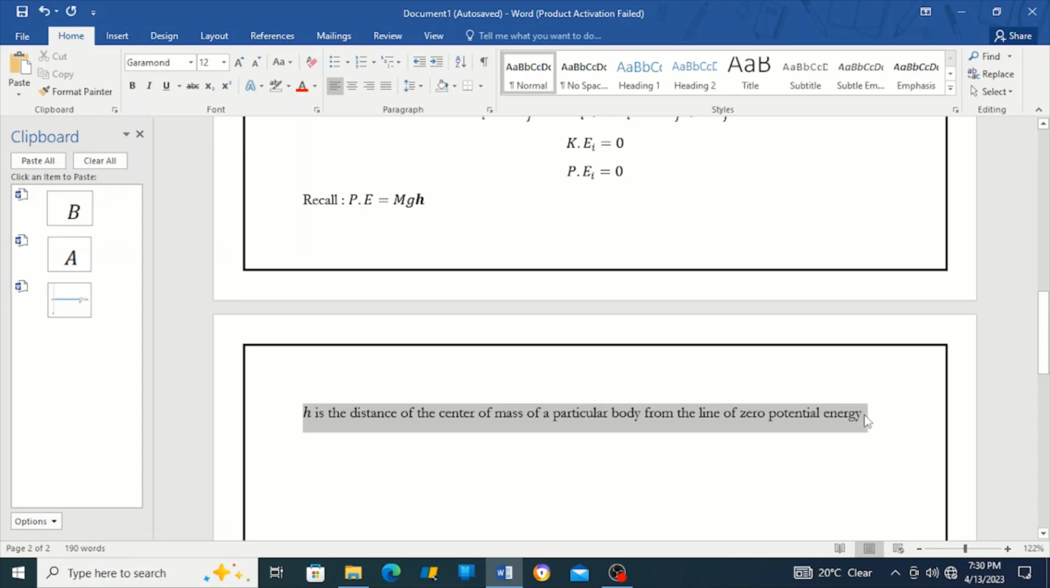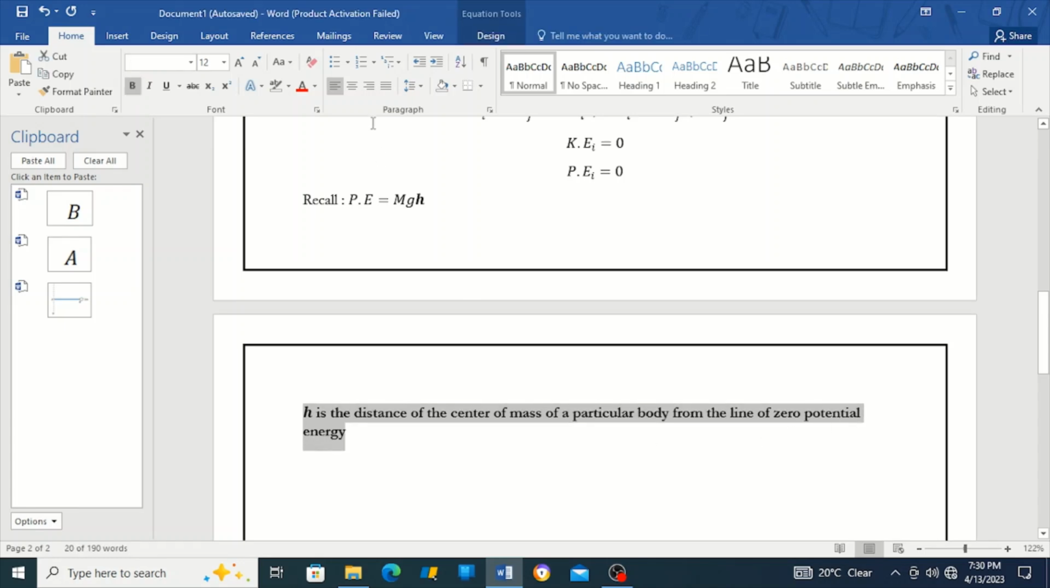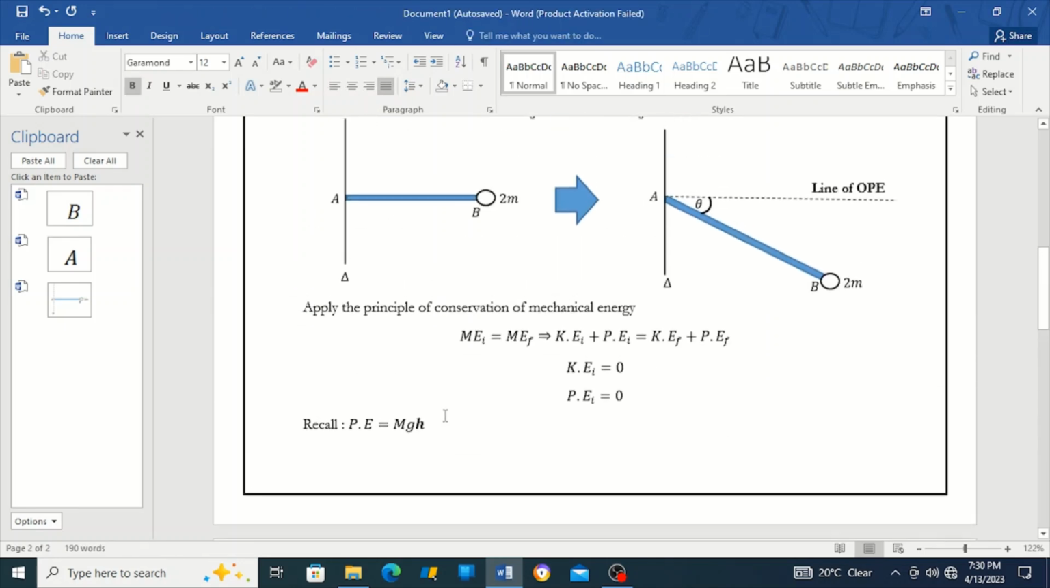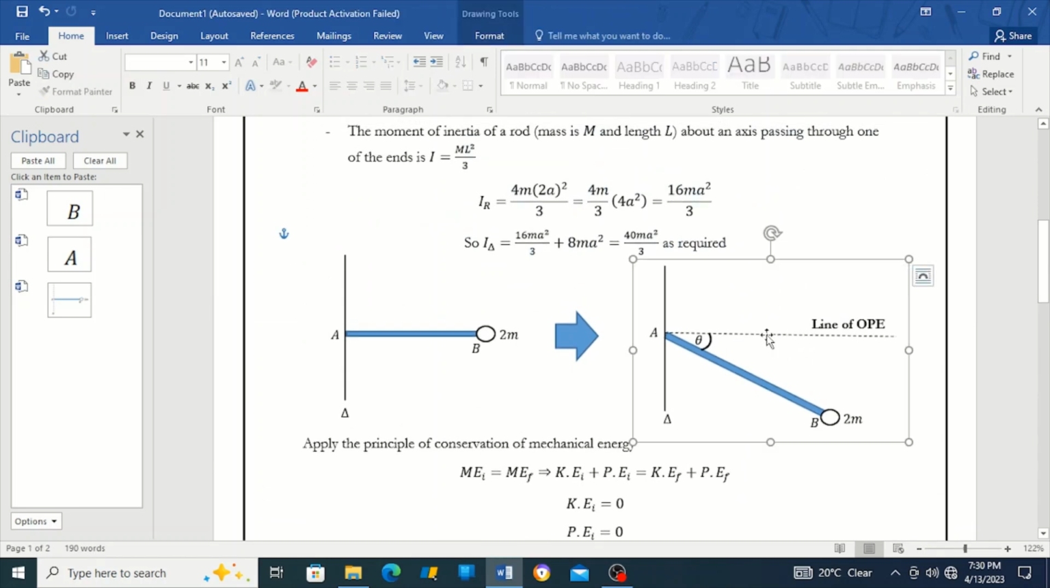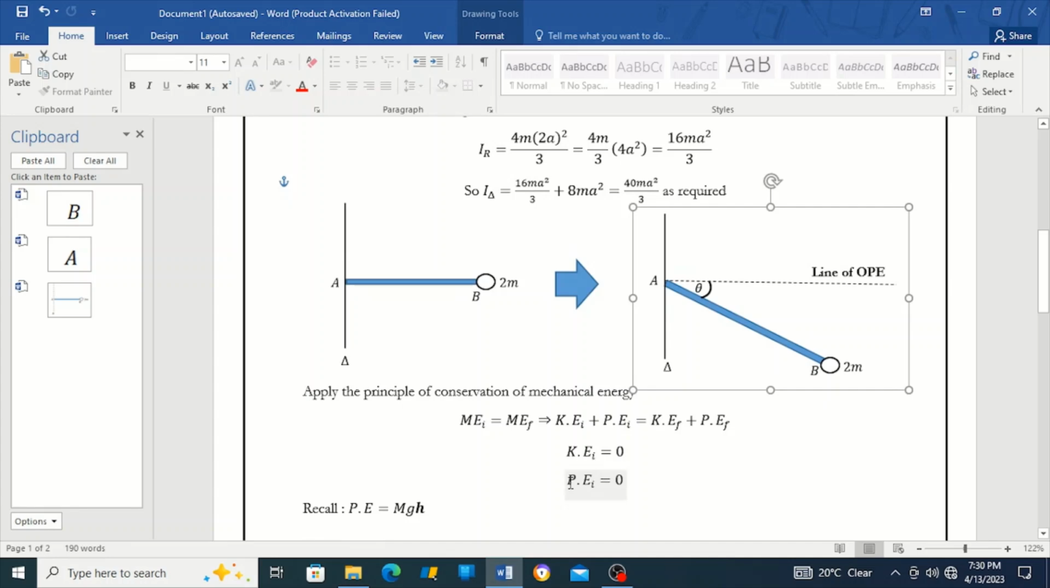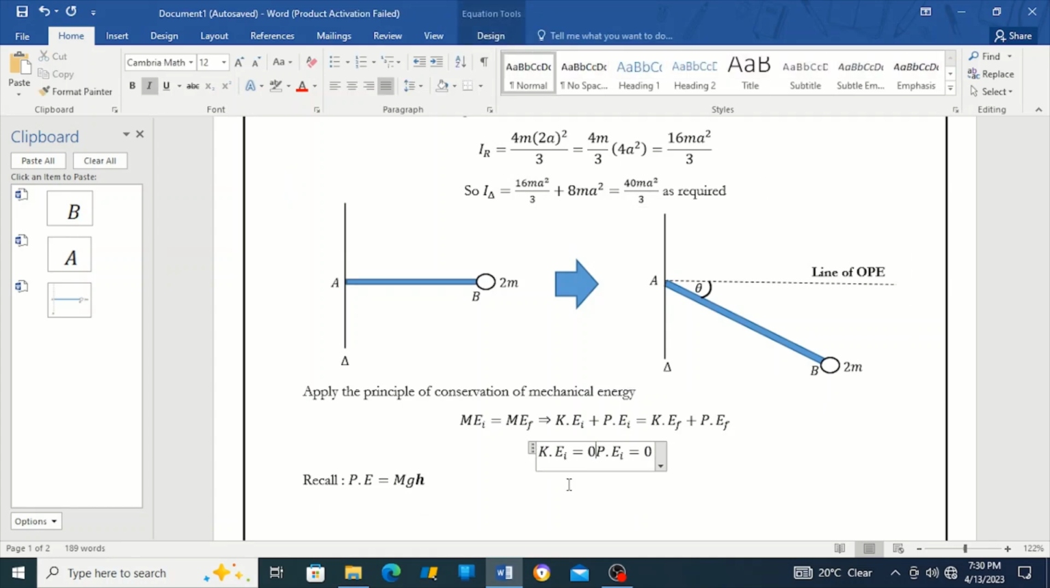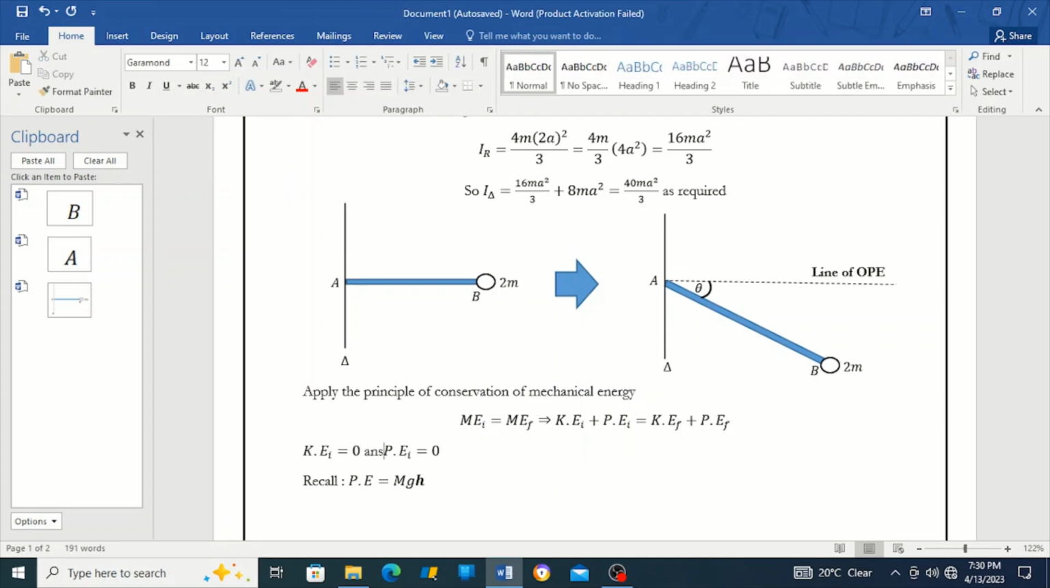Okay, that is what h is. So you see that in the initial position there is no distance to that line of zero potential energy, because initially the horizontal axis here, which is AB, is simply the line of zero potential energy, so there is no distance to it. That's why the initial kinetic energy and the initial potential energy are both zero.